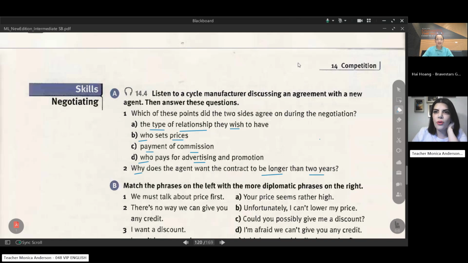So because you're not in order. 14. Recording 11.3. Oh, no. It's 14.4. Here, I think. New intermediate market. Unit 14. Competition.